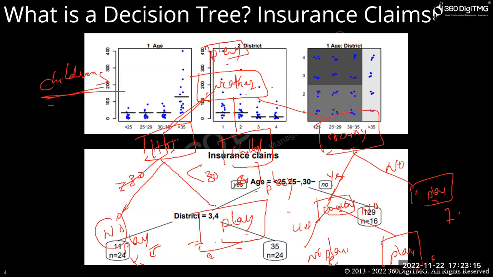It will split, and wherever there is a chance to split, it will split, and then it will make a decision out of it. So this is how the decision tree algorithm will be working.